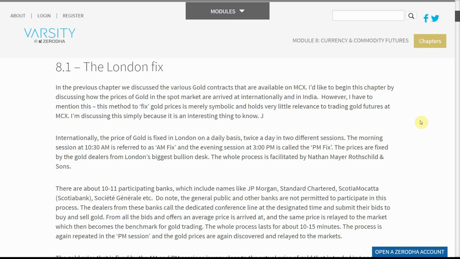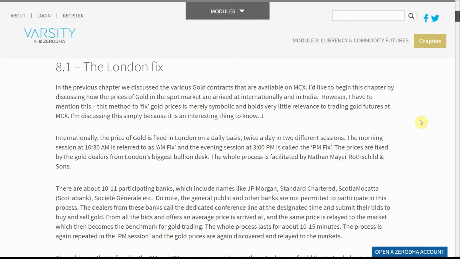Internationally, the price of gold is fixed in London on a daily basis, twice a day in 2 different sessions. The morning session at 10:30 a.m. is referred to as AM fix, and the evening session at 3 p.m. is called the PM fix. The prices are fixed by the gold dealers from London's biggest bullion desk. The whole process is facilitated by Nathan Mayer Rothschild and Sons. There are about 10 to 11 participating banks, which include names like JP Morgan, Standard Chartered, Scotiabank, Societe Generale, etc. Do note, the general public and other banks are not permitted to participate in this process.